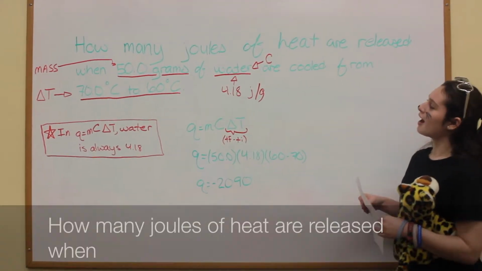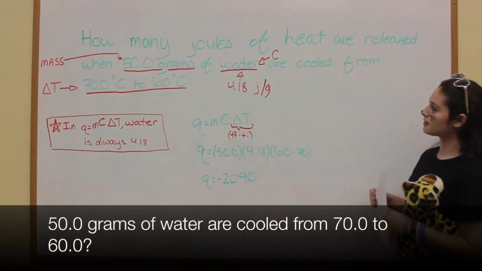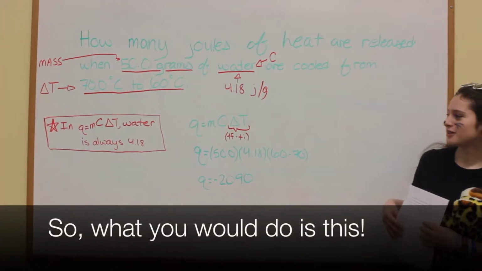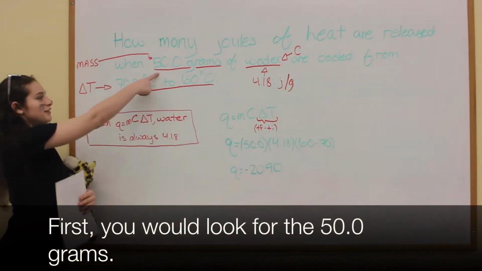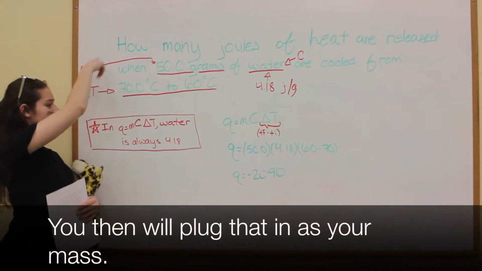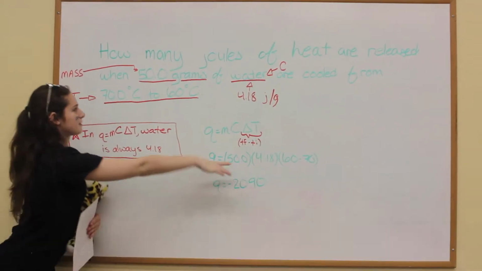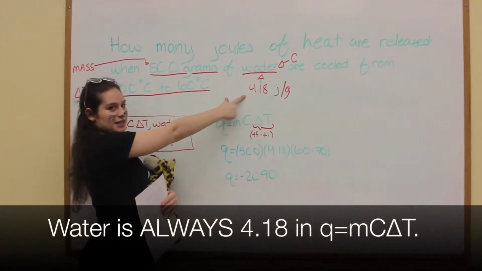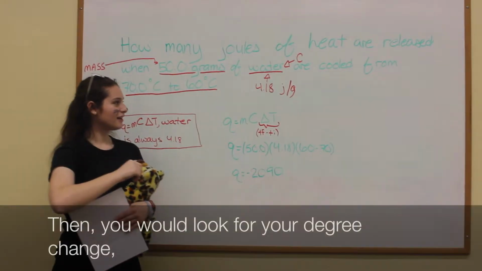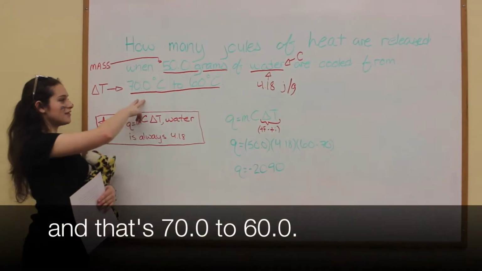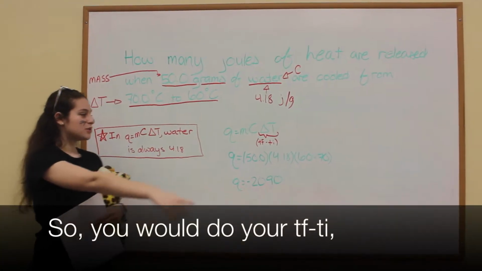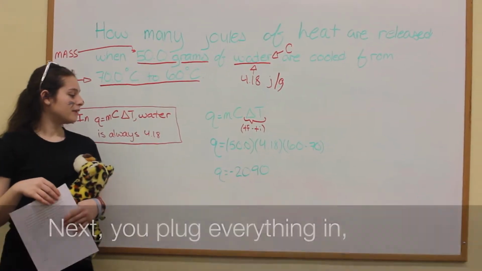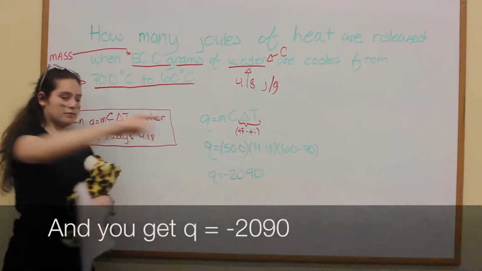If the problem is, how many joules of heat are released when 50 grams of water are cooled from 70 degrees to 60 degrees, then what you would do is this. First, you look for the 50 grams, and that's your mass, so you put that in for your mass. Then you would see that you have water. Water is always 4.18, and Q equals mcΔT. Then you would look for your degree change, and that's 70 to 60. So you would do your Tf minus Ti, which is 60 minus 70. Then you plug it in, and you get negative 29.